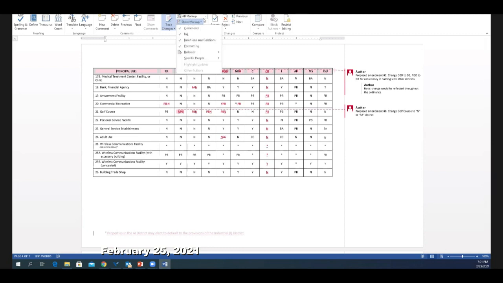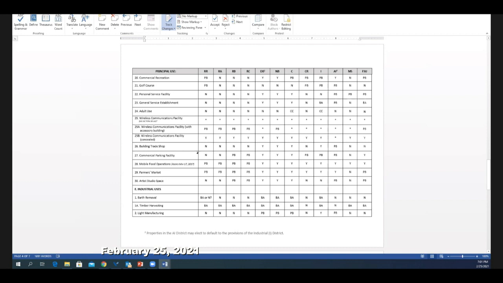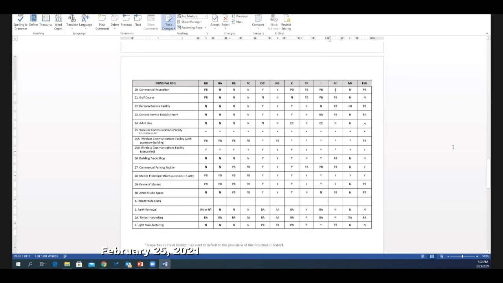Okay, so I'm going to look at it with no markup so we can see what it would look like. Commercial recreation would be planning board in the rural residential. That was a change that was voted on in phase 1. Obviously you can change it, but yes in downtown, yes in neighborhood business, planning board in commercial recreation, planning board in industrial. Nothing should be just a yes in adaptive industrial.